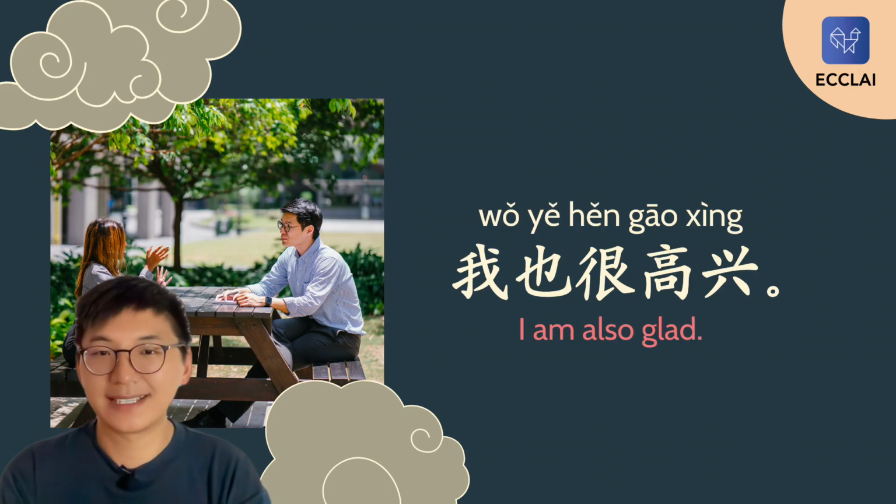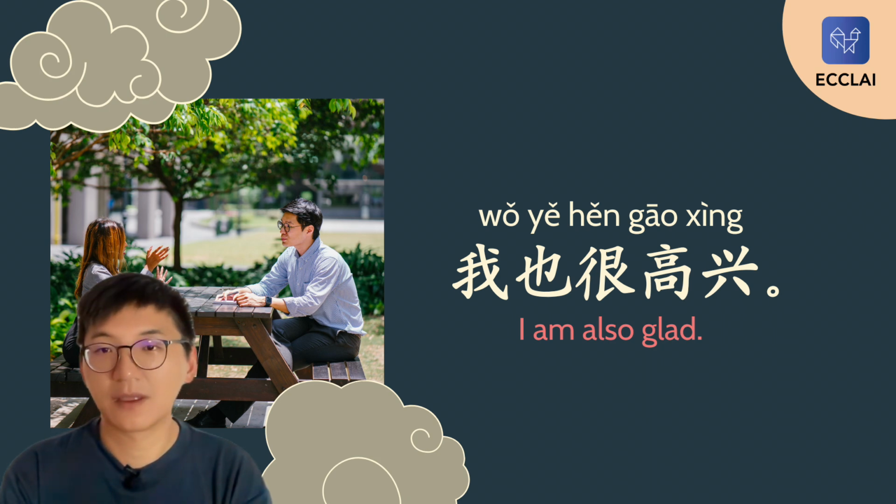And then to answer this, we have 我也很高兴. I'm also very happy. I'm also very glad. Okay? Let's check word by word. 我 means I. 也 means also. And then we have 很 means very. 高兴 means glad or happy.